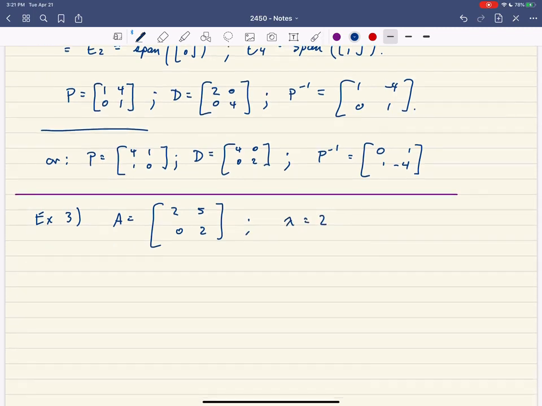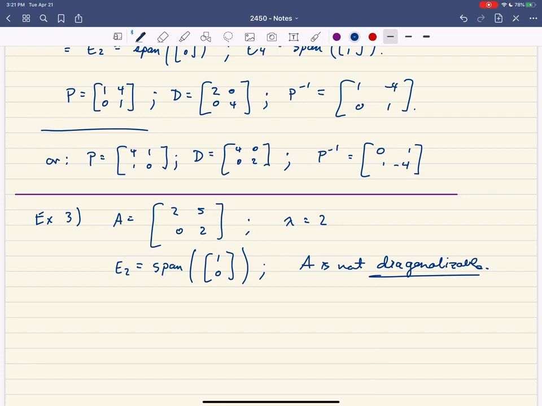And if we look at the eigenspace E sub 2, this is going to be spanned by the vector 1, 0. So this is going to be an eigenspace of dimension 1. This is the only eigenvector, so the sum of the dimensions of the eigenspaces is just 1, which is less than 2. And therefore, A is not diagonalizable. Okay, so there is no diagonal matrix similar to A. That's all there is to say.